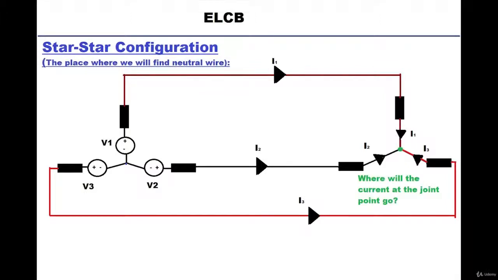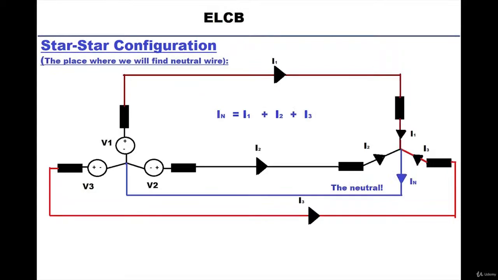And the question is, where will all of these currents go? They should be combined in a place and sent back to the voltage source in order to complete a full circuit. And here comes the objective of a neutral. It will carry back all the phase currents to the voltage source. And the relationship between the neutral current and the phase currents in this star-star configuration is I1 plus I2 plus I3 will equal the I neutral.